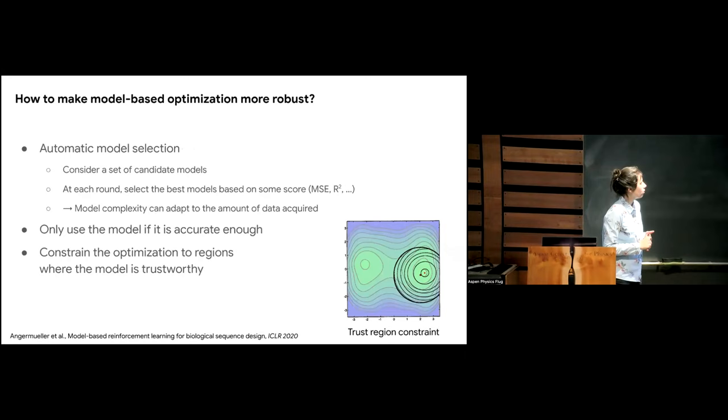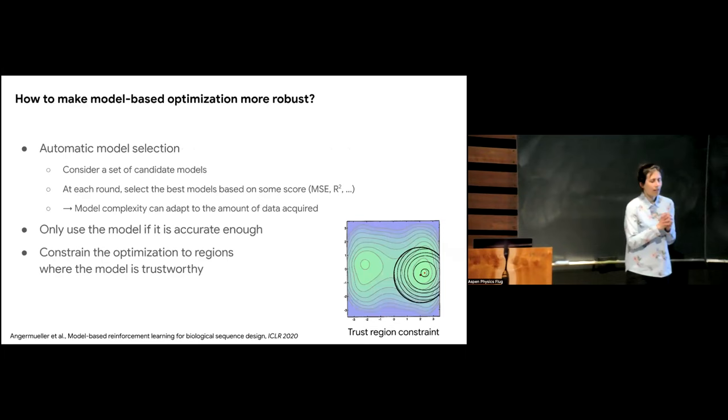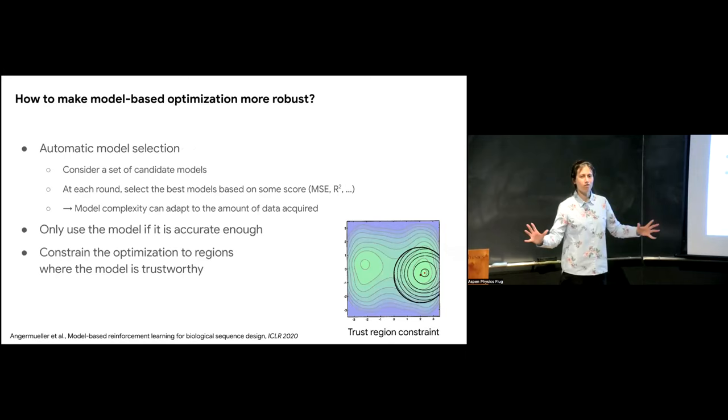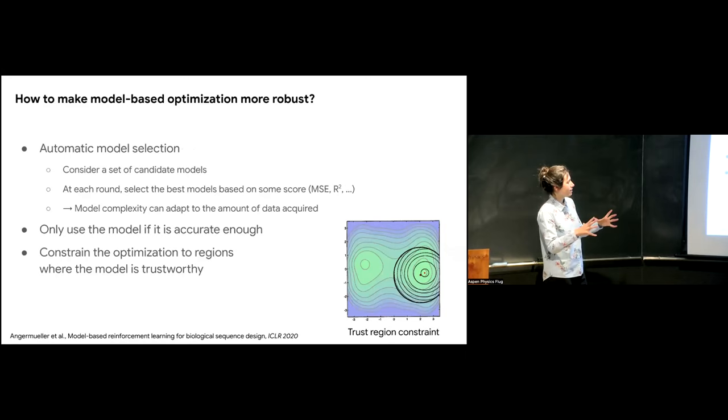Model-based optimization in general isn't very robust because the models have really vivid imaginations. As soon as they walk away from the training data, they imagine wonderful things. They're like, oh, there's this amazing sequence, you just take 10 steps in that direction and it's going to be great. And unfortunately, that isn't really the case. So we have to constrain the models, trusting them fairly close to the training data. And we can only use the model if it's accurate enough.